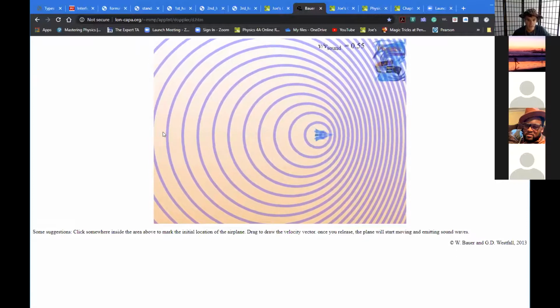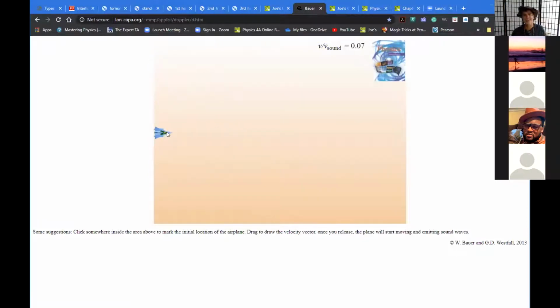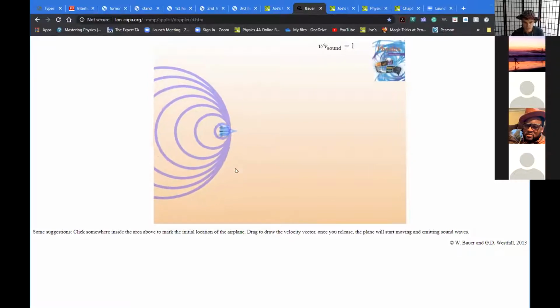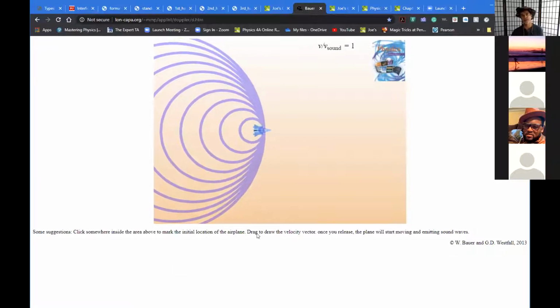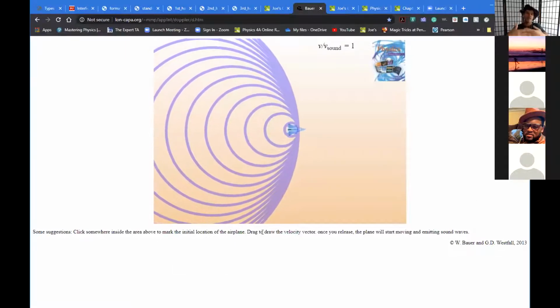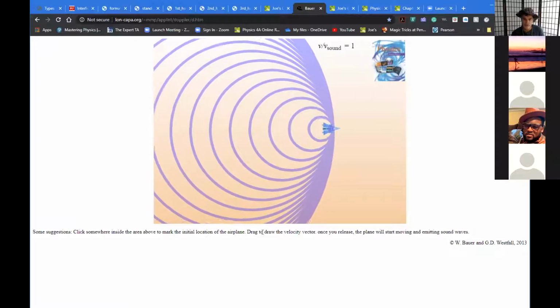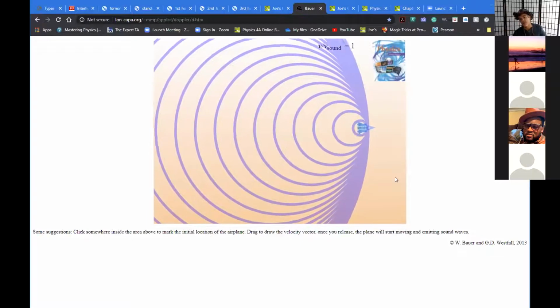Now here's the question. What happens if something's moving at the exact same speed as the waves that it's producing? So here's a case where I'm now moving at the exact same speed of sound. What you would see is these waves pile up on each other. In essence, I'm catching up with all the sound waves I've already produced. This results in what's called a shock wave.